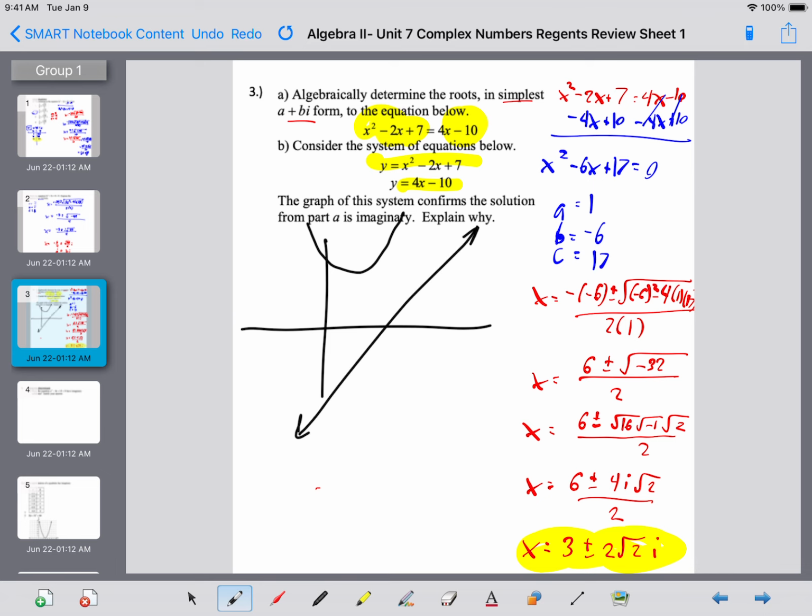Will these ever intersect? No, right? And this confirms the solution from part A because the only time they would intersect is at an imaginary solution. There are no real intersection points. There are no real points that intersect.